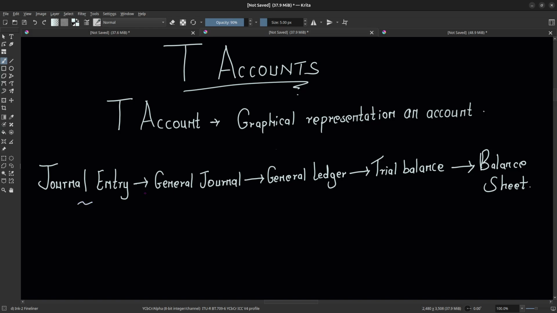So when a certain transaction occurs, a journal entry is passed, and this entry is recorded in the general journal. The general journal posts to the general ledger, which keeps these transactions and classifies them per the account they relate to.